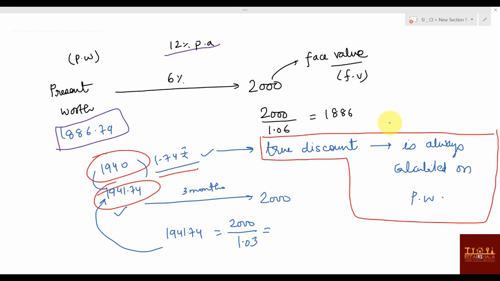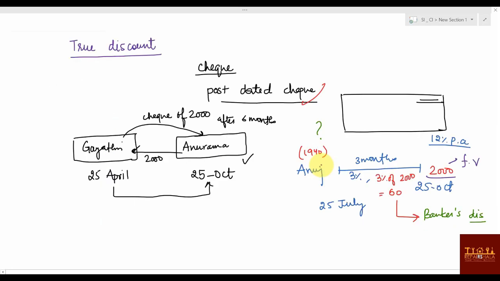Okay. So this one you understood. Now one more thing I can say: in the previous case, when we were finding the banker's discount, it was always calculated on face value. And true discount is always calculated on what? Present worth. Don't write present value. Okay, it is present worth, because present value will be 1940, but present worth will be 1941. Right. So remember this thing. It will be quite useful in solving questions.